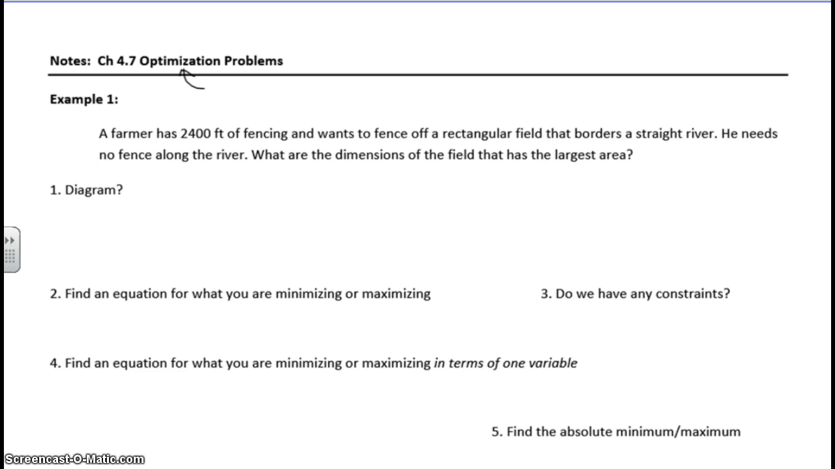Example 1 says a farmer has 2,400 feet of fencing and wants to fence off a rectangular field that borders a straight river. He needs no fence along the river. What are the dimensions of the field that has the largest area?